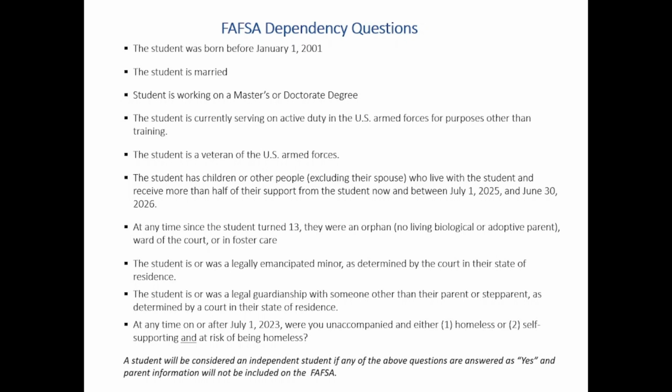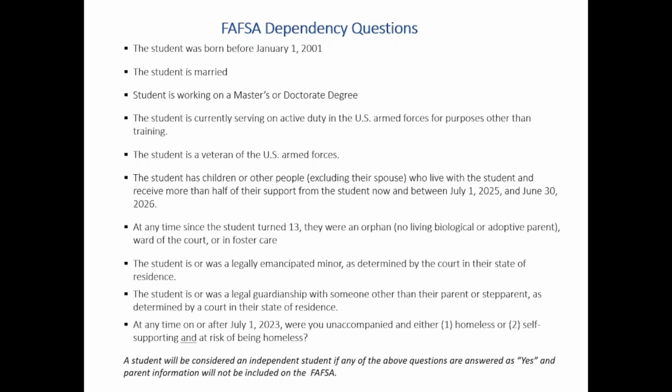These are the FAFSA dependency questions. We're not going to read all the way through them, but if a student answers yes to one of these questions, they are considered independent for FAFSA purposes. So example, the student has to be born before January 1st of 2021. So you have to be 24 years old.